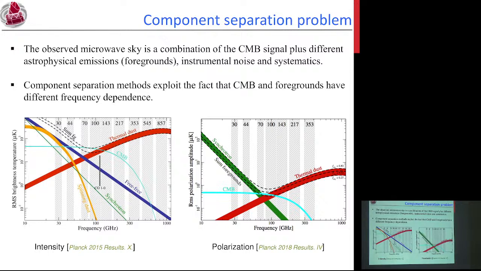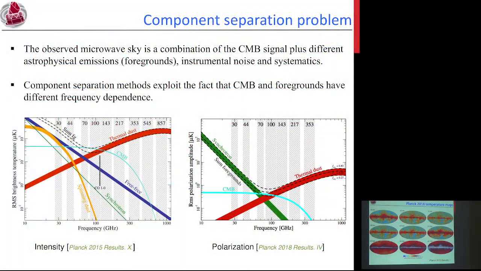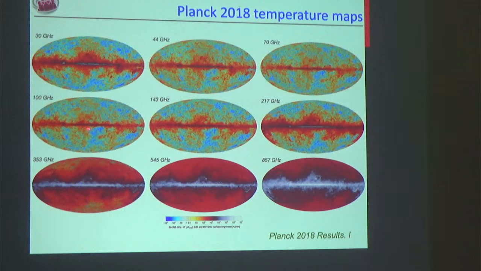In polarization, it is much simpler because not all foregrounds are polarized. We have only synchrotron and dust. If you consider foregrounds as noise, in some regions we have high signal to noise, and in some regions you don't see the pattern. The foregrounds are two orders of magnitude higher than the signal, so it's very difficult to clean the galactic emission.